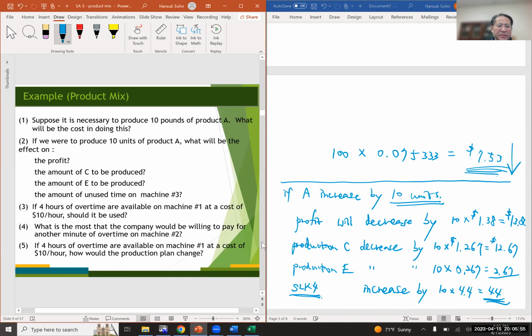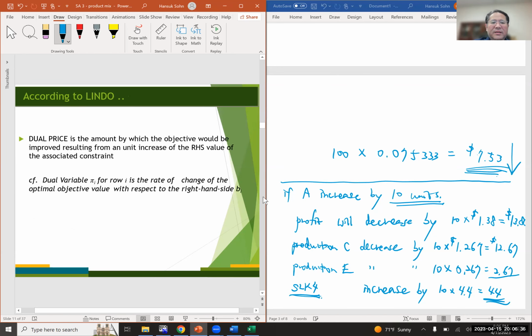Okay, so now let's move on to the next question. Question number 3. If 4 hours of overtime is available on machine number 1 at a cost of $10 per hour, should it be used? So how do you answer this question? What information would you like to use? Dual price. Is that right?